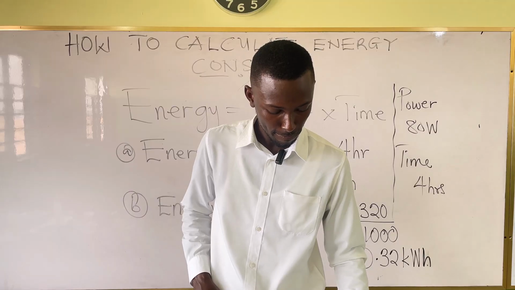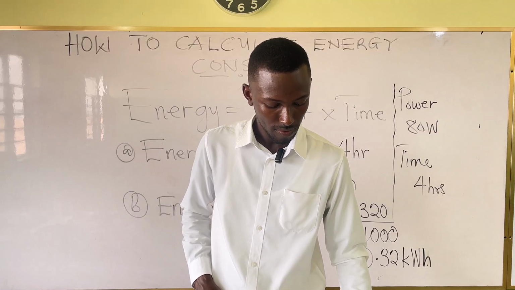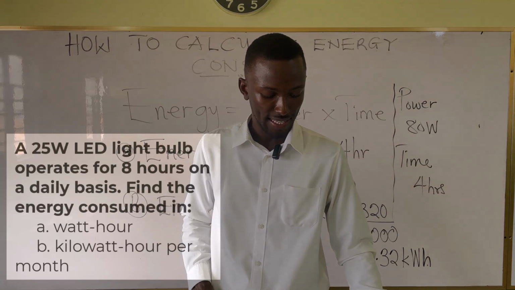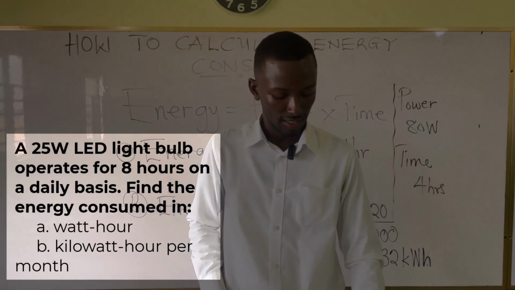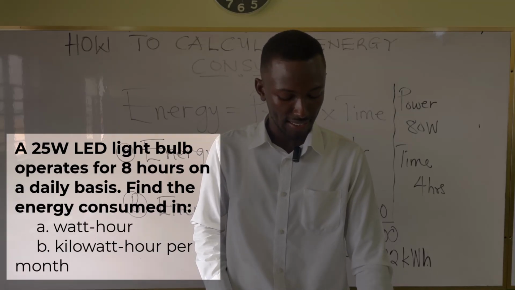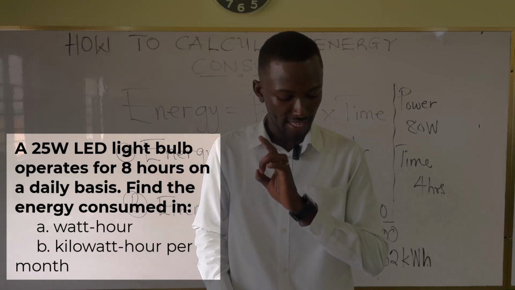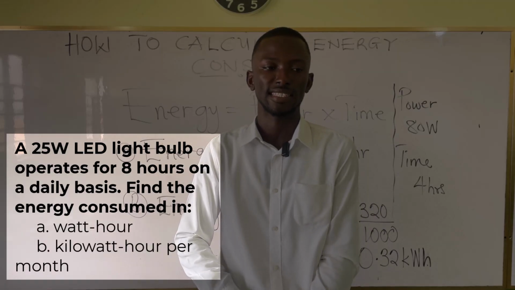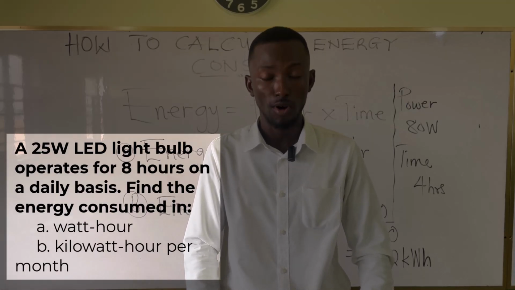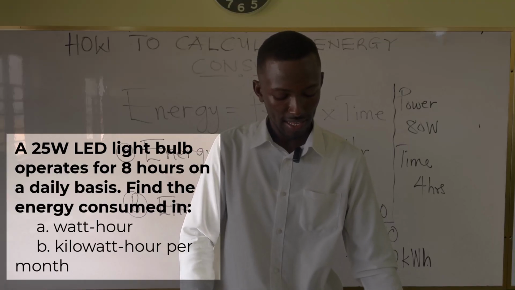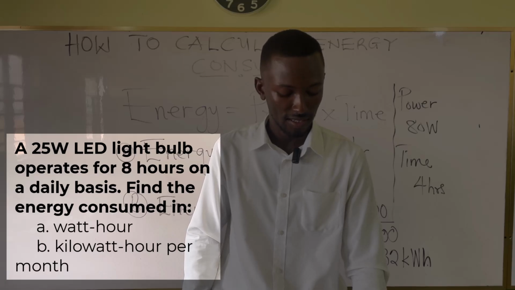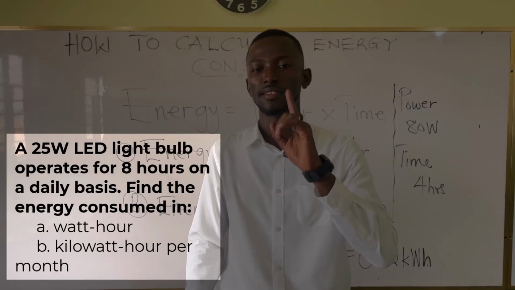Next question. A 25 watt LED light bulb operates for 8 hours on a daily basis. Find power consumption in watt hour and kilowatt hour per month.